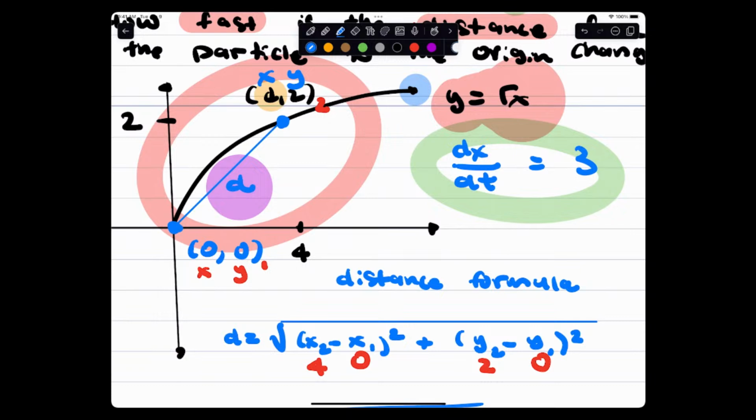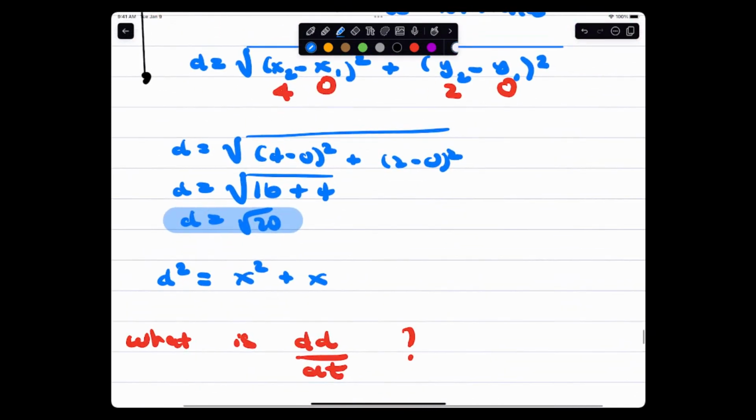X is 4 and Y is 2. So you can plug in X is 4 and it should give you the same thing, right? You're going to end up with, if I simplify this radical, isn't that the square root of 4 times 5, which would be the square root of 4 times the square root of 5. And so my distance is going to be 2 square root of 5.